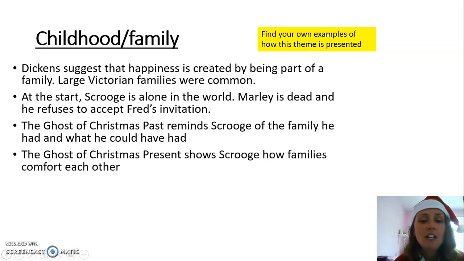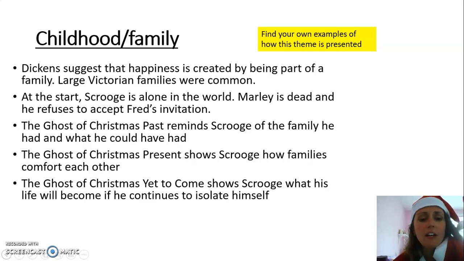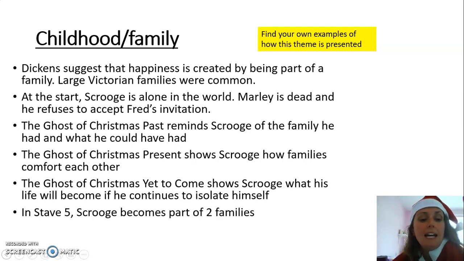The Ghost of Christmas Present shows Scrooge how families comfort each other, if you go and find that. More specifically with the Cratchit family, but also with the miners and the sailors and the lighthouse keepers. And then we've got the Ghost of Christmas Yet to Come, and he shows Scrooge what his life will become if he continues to isolate himself. Remember, you've got the thieves selling his belongings, you've got his neglected grave, the body being laid out and no one caring for it, and the rats gnawing away at it. So a few examples there. And then finally in Stave 5, the happier side of the theme, I suppose, is when Scrooge becomes part of the 2 families. He's accepted by Fred and he becomes that second father to Tiny Tim. So make sure you've got at least those ones. Like I say, it's a huge theme. There's so many more examples. So if I was you, I would definitely go back through and highlight any examples that you find as well.